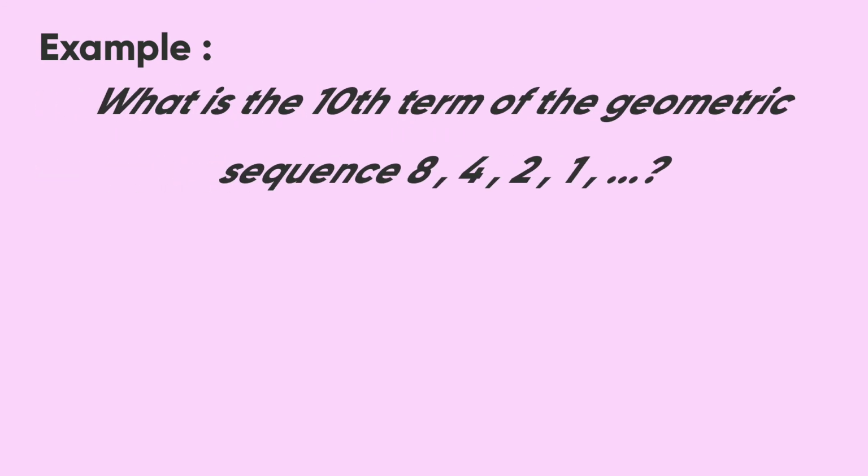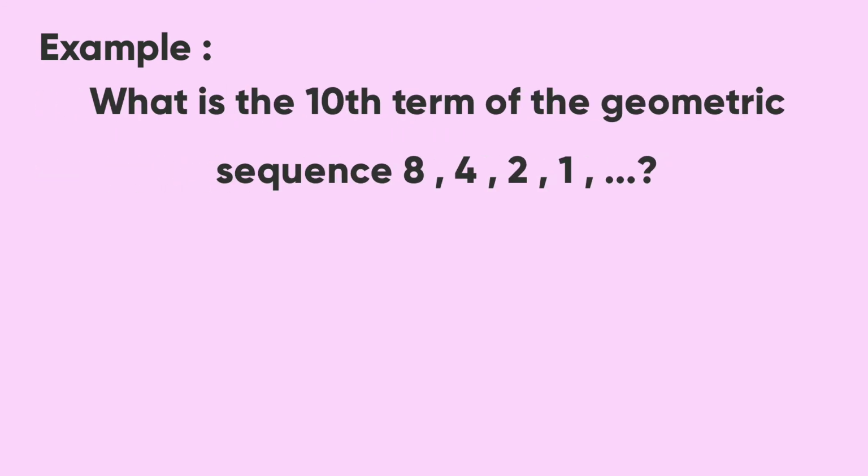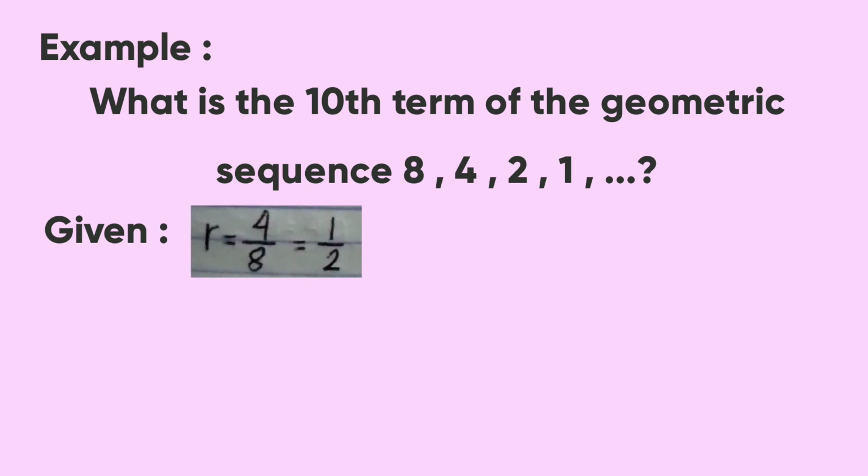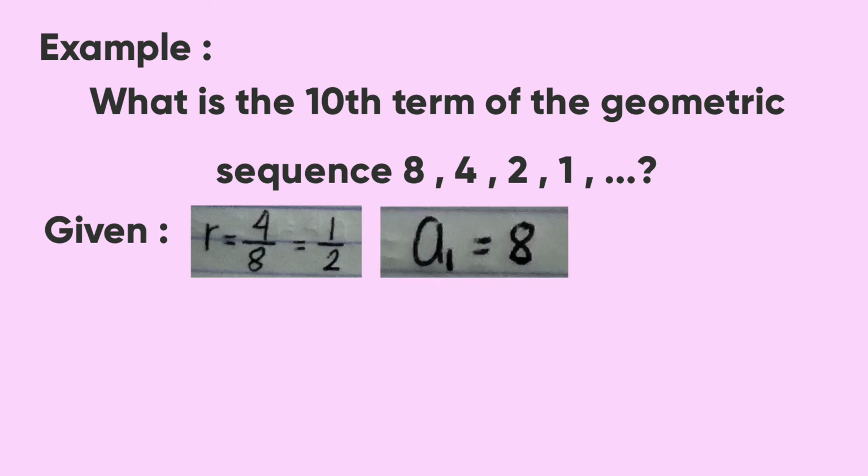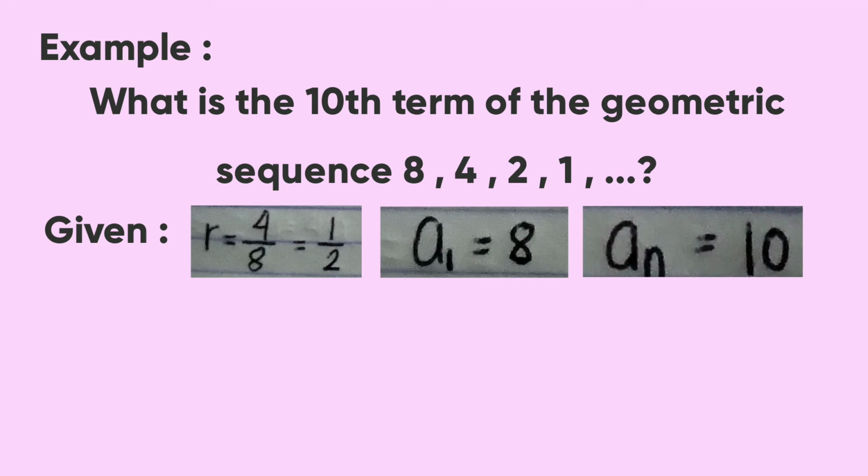Example: what is the 10th term of the geometric sequence 8, 4, 2, 1? So we have to find the 10th term of the geometric sequence. Given, we have our common ratio 1/2 because 4 divided by 8 equals 1/2. Then the first term 8 and the n is 10. Then we have to substitute our given into our formula.